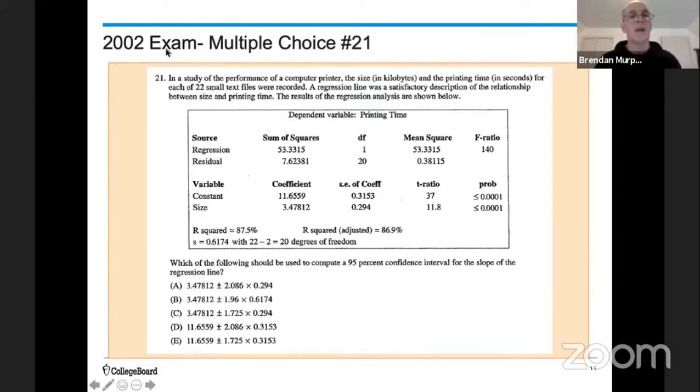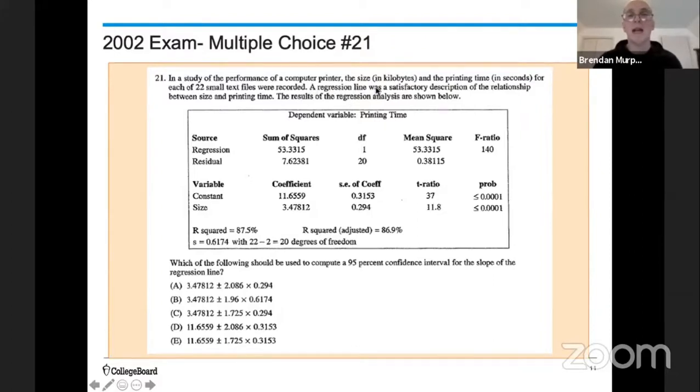So 2002 exam, multiple choice number 21. In a study of the performance of a computer printer, the size in kilobytes and the printing time in seconds for each of 22 small text files were recorded. Again, it's setting the tone. My sample size is 22. And it feels like if my file size is bigger, it's going to take longer to print. I think that's what's happening here, but I'll keep reading and see if I can figure that out.